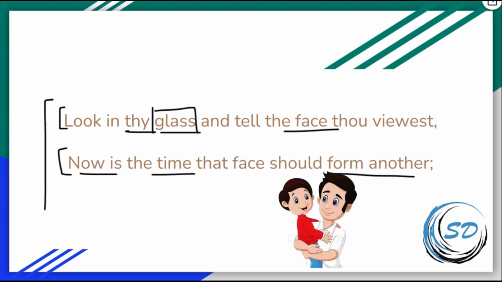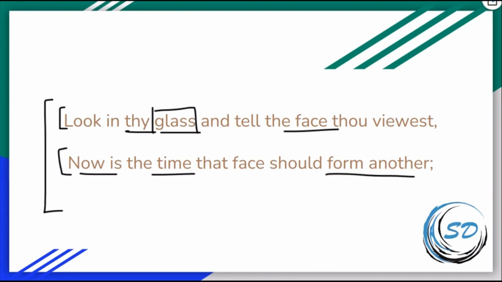In these opening lines, Shakespeare urges the individual to reflect upon their own mortality. By looking into their reflection in the mirror, they are confronted with the passing of time and the necessity of creating another life before it is too late. The mirror becomes a symbol of self-awareness and a reminder of the transient nature of existence.